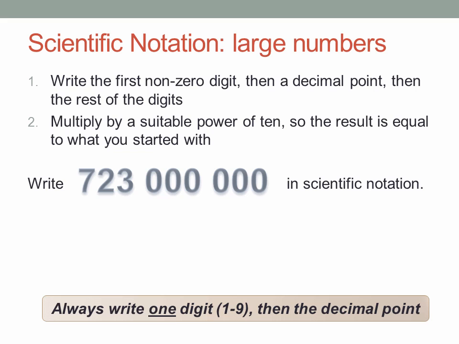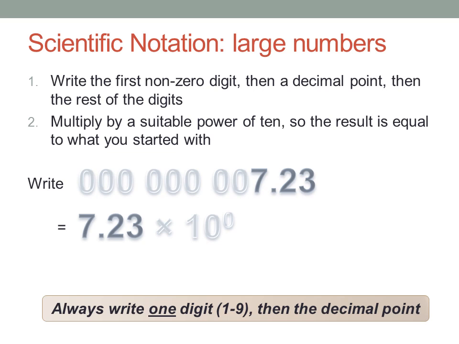Let me show you another one. Write 723 million in scientific notation. So, write the first digit, 7, then a decimal point, then the rest of the digits, 2, 3. Okay, now what power of 10 do I have to multiply this by to get back to where I started? 7.23 times what power of 10 gives me 723 million?